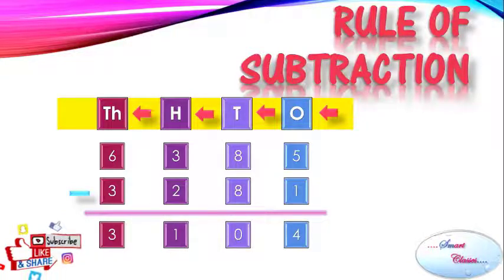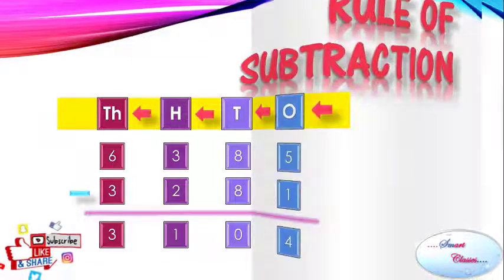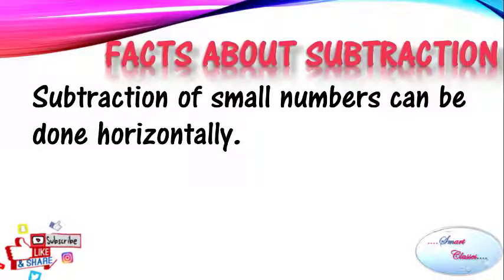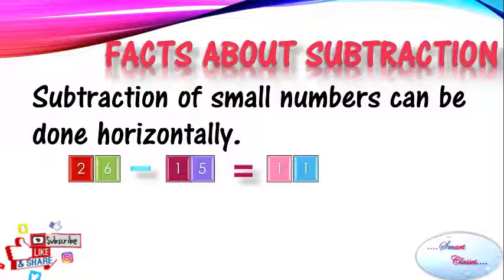Now let's understand some of the facts about subtraction. The first fact of subtraction states that subtraction of small numbers can be done horizontally.